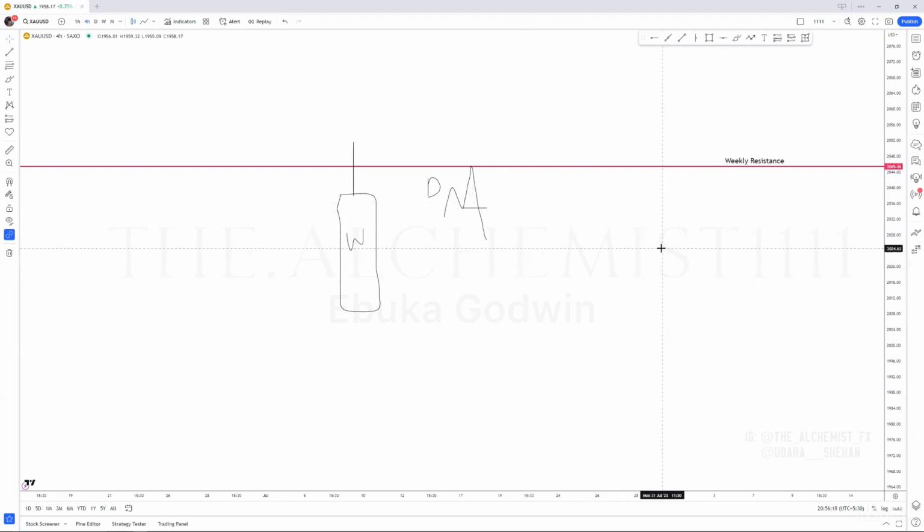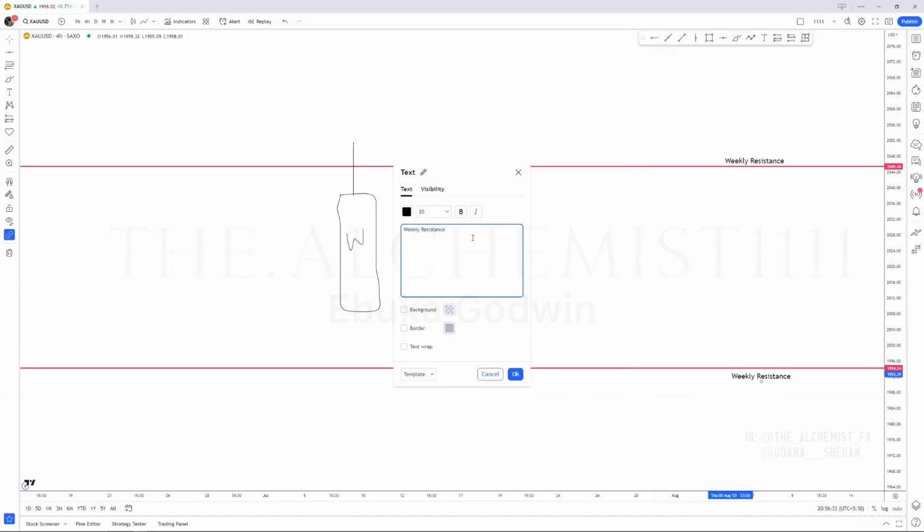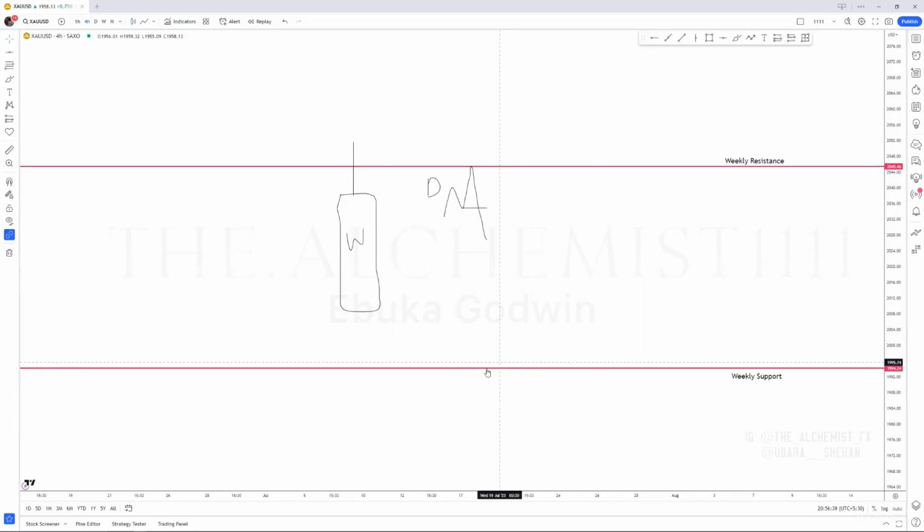Now most people ask me, how do we know where it is going to end? This is the thing: no one can guarantee you that. Let's say we had a weekly support in here. Normally, the market moves from support to resistance. But nobody can guarantee you that the bearish storyline is going to end on this support, because it could even run through it like this. It happens many times.